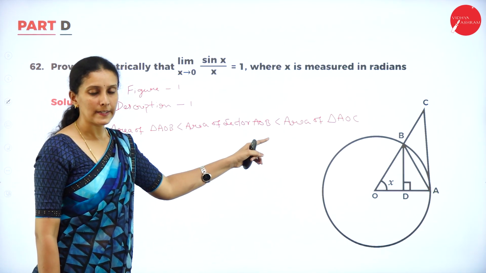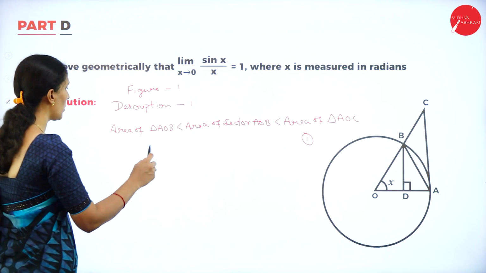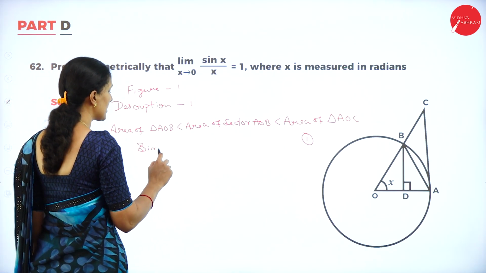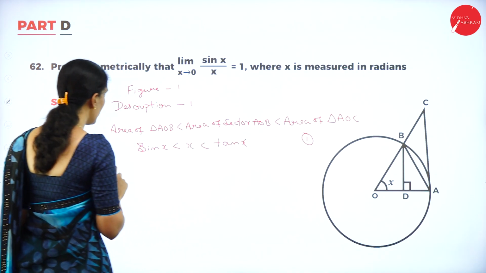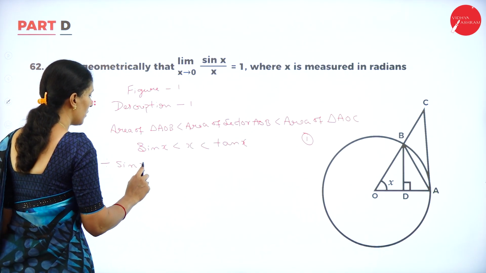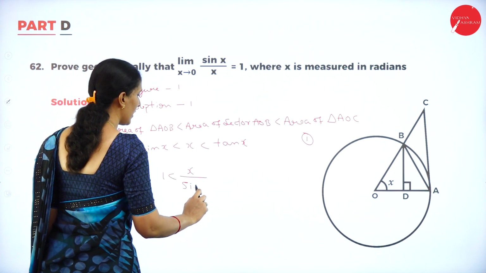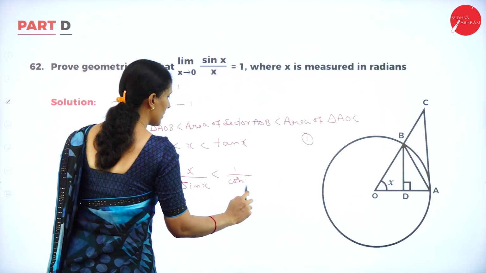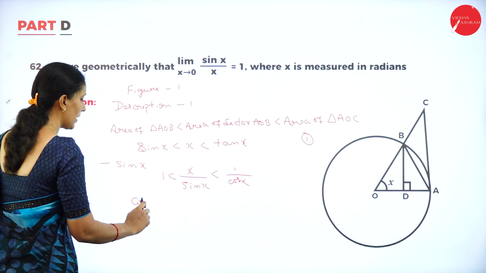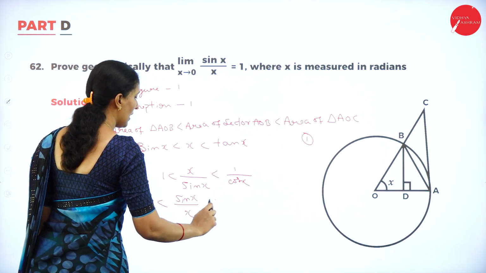So proving this result carries 1 mark. After solving this, we will get the inequality sin x less than tan x. Dividing throughout by sin x, we get 1 less than x by sin x less than 1 divided by cos x. Next, taking the reciprocal, we get cos x less than sin x by x less than 1.